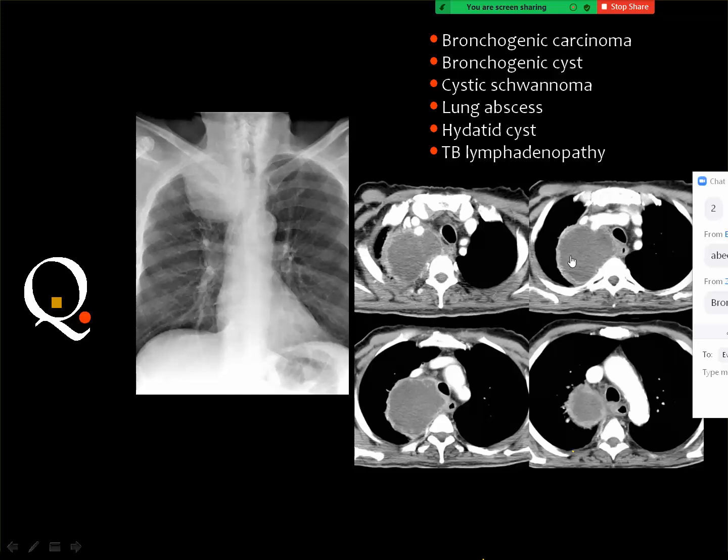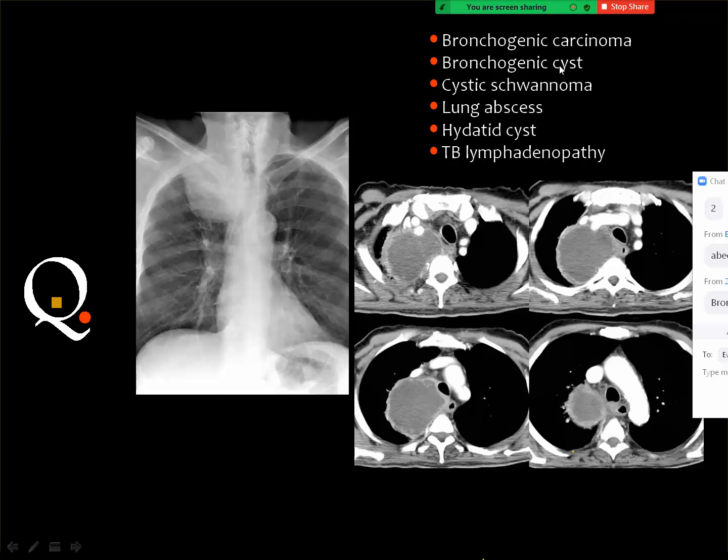A pulmonary lesion cannot insinuate itself within the mediastinal structures, below the superior vena cava, pushing the trachea, and so on. But the mediastinal lesion will show these findings. Then this is not hydatid cyst and is not a lung abscess and is not a cystic schwannoma. It is not a posterior mediastinal lesion. It's not a bronchogenic carcinoma because it is a mediastinal pathology.